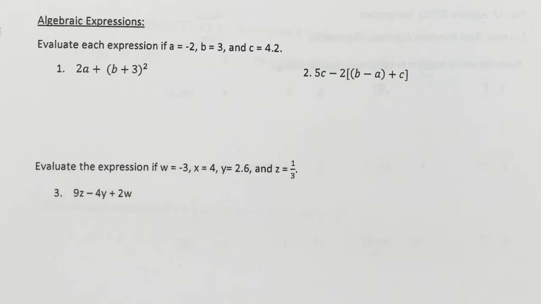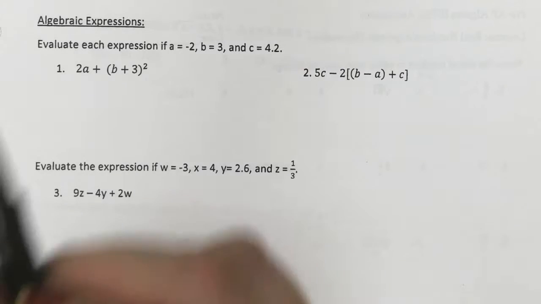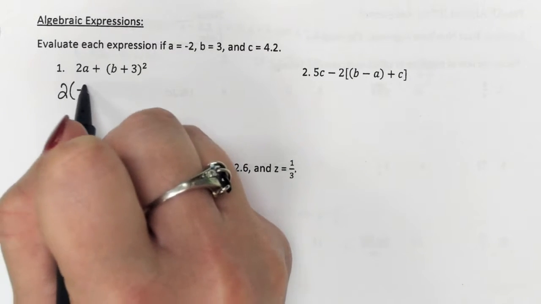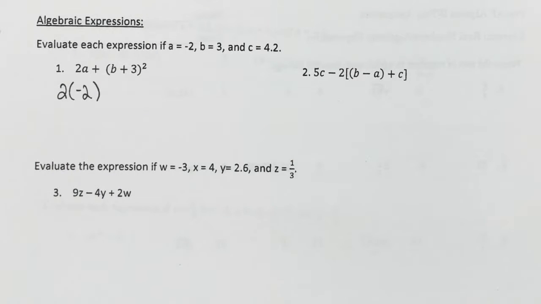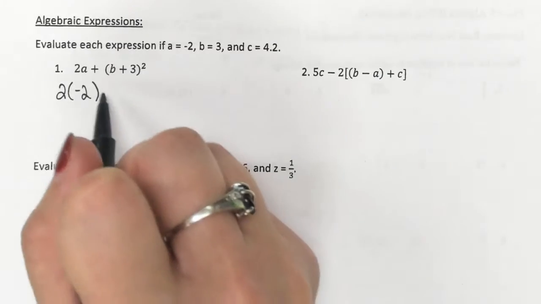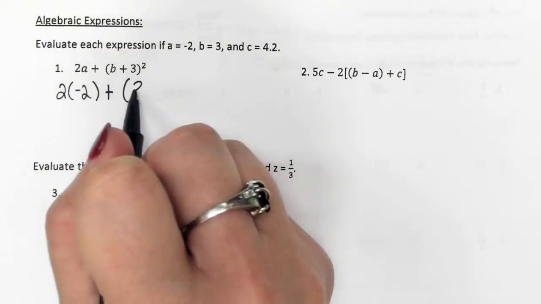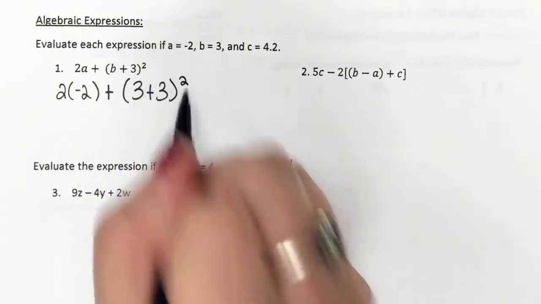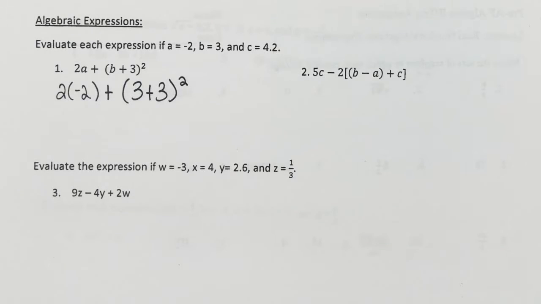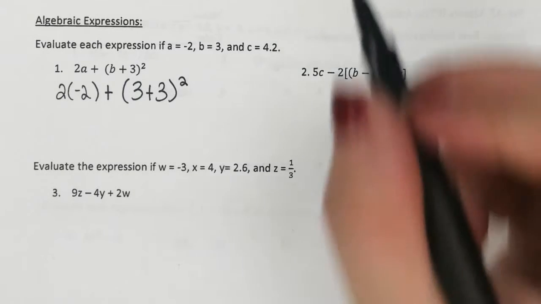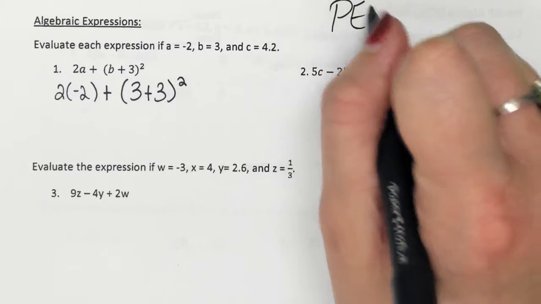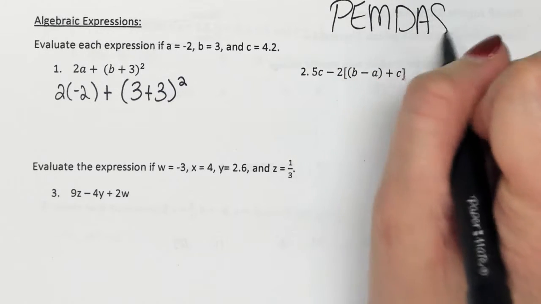Evaluate the expression. Yeah. So I'm not going to say 2a anymore. What am I going to say? There you go. And I'm not going to say b plus 3 anymore. What am I going to say? 3 plus... Yeah, there you go. And what was the order of operations again? PEMDAS. Please excuse my dear Aunt Sally.